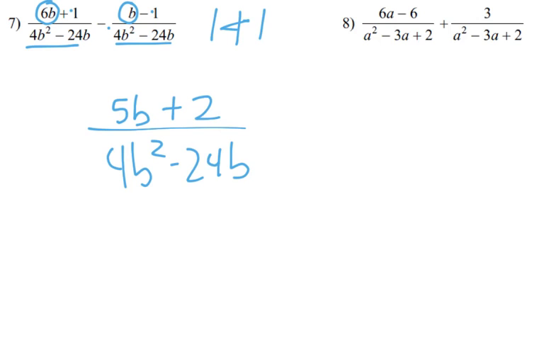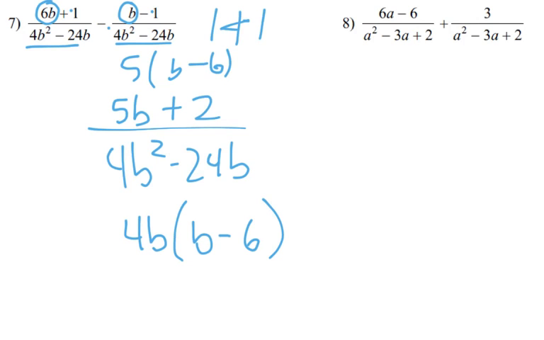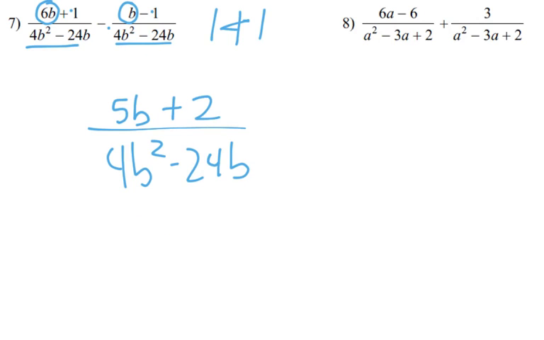If I wanted to, I could have pulled out a 4b on the bottom and had b minus 6. But that doesn't really help me, right? Now, had this been able to become 5 times b minus 6, then we would have wanted to do it. But because it can't, we don't really need to take that extra step.